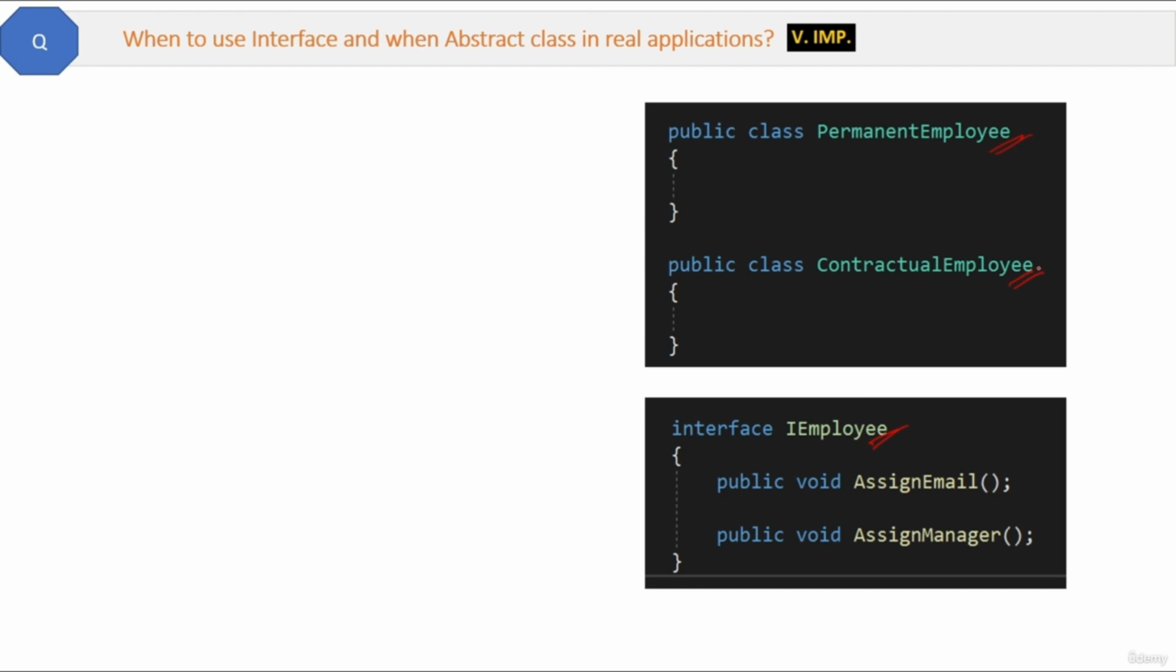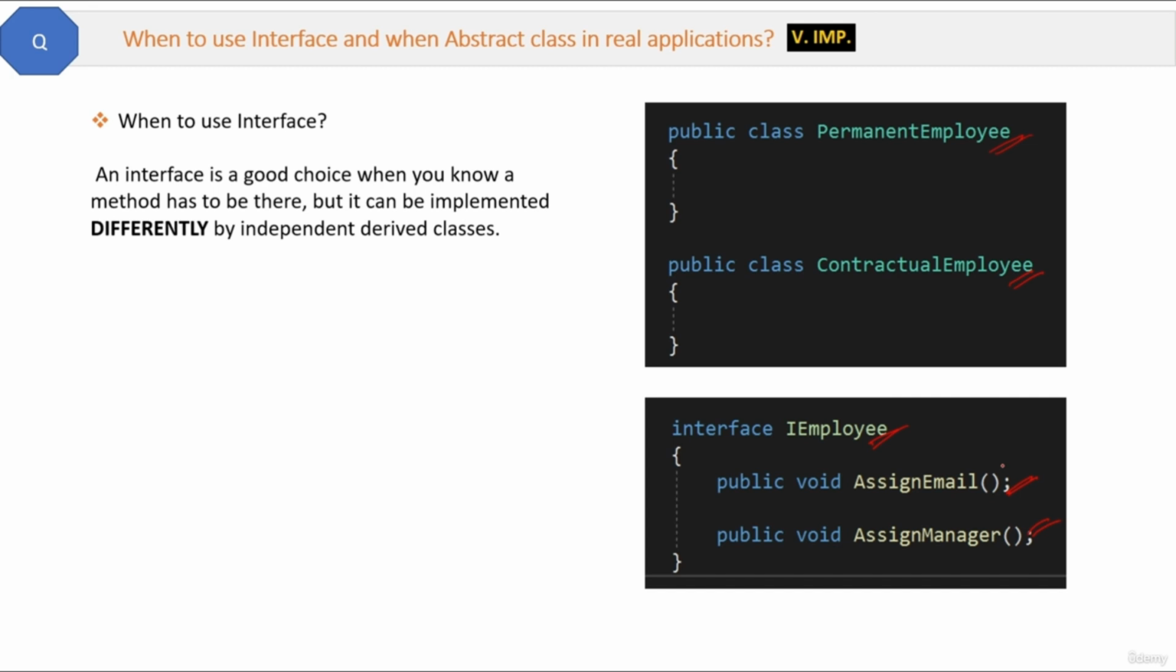Now, why are interfaces the right choice here? Because every employee must have some email ID or manager, so the declaration in the employee interface is mandatory. But the implementation is not clear right now, right? The manager can be different, the email can be different. So, an interface is a good choice when you know a method has to be there in the class, but it can be implemented differently by independent derived classes. That's when we use interfaces. It acts like a contract.